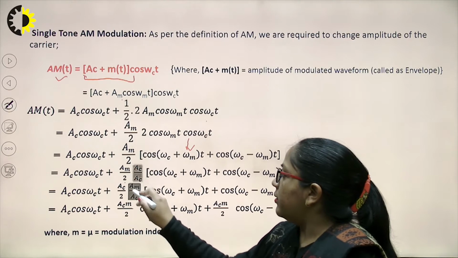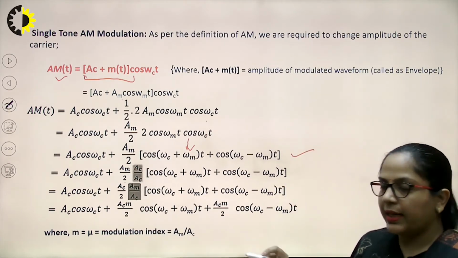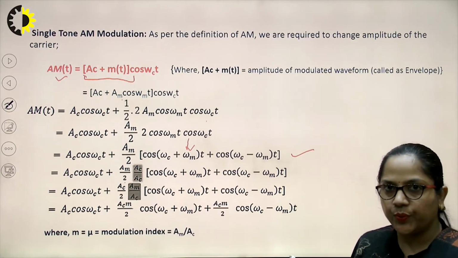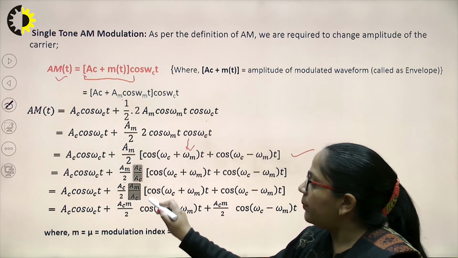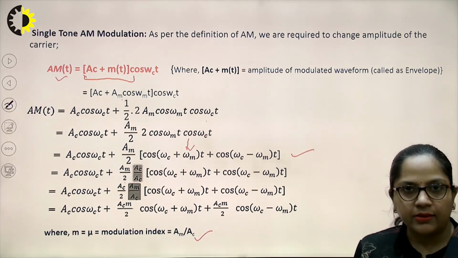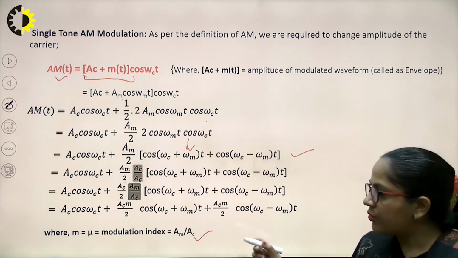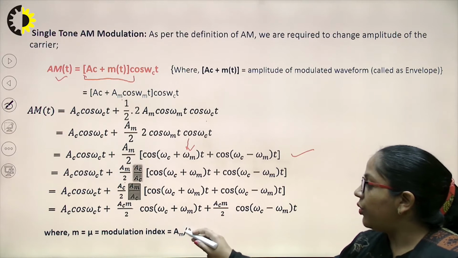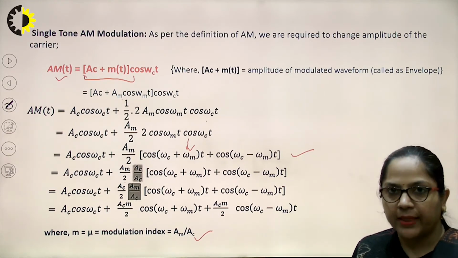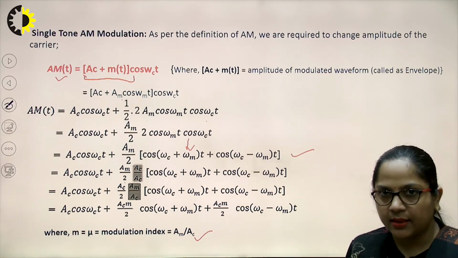In the next line, we are rearranging this equation as AM by AC and separating the term AC by 2. This ratio of AM by AC is also called the modulation index or the modulation factor. So, we can define the modulation index as the ratio of AM by AC, where AM is the maximum amplitude of the message signal and AC is the amplitude of the carrier signal.